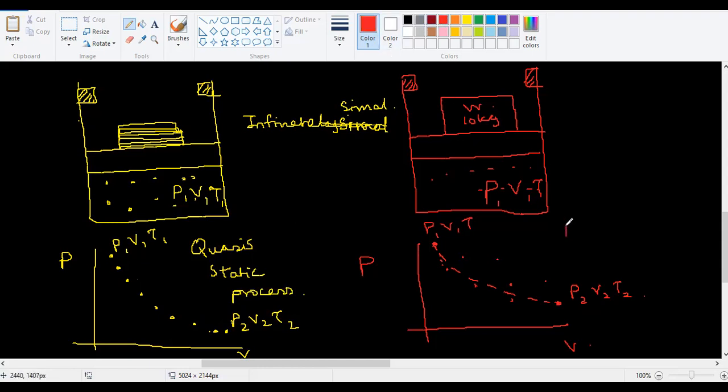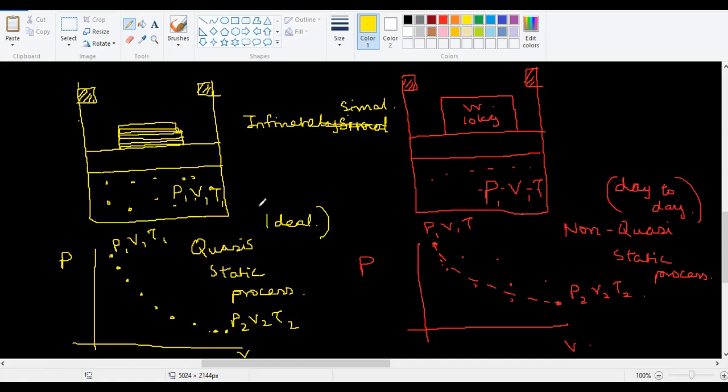This one is called a non-quasi-static process. So most of our day-to-day life processes are like this. This is more like an ideal situation. So this is day-to-day: engine, pressure cooker, all these things. It's non-quasi-static, whereas quasi-static is more like an ideal situation. But still, we study this ideal situation because we can do a lot of theoretical work and derive some important relationships.